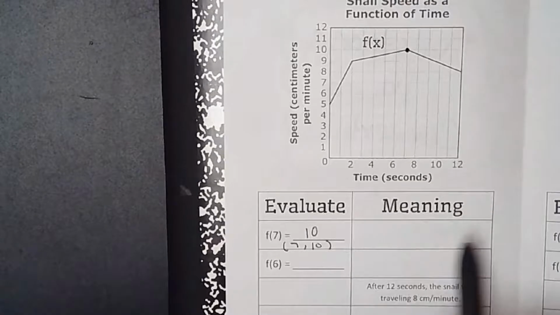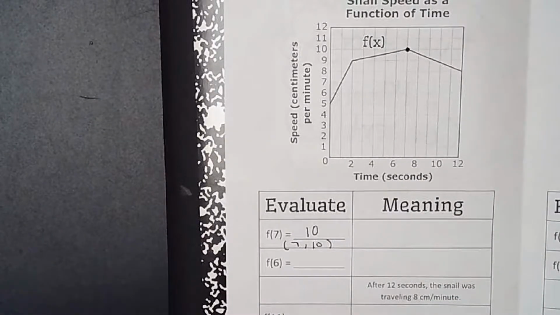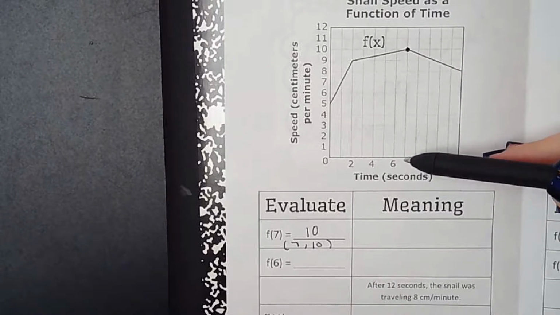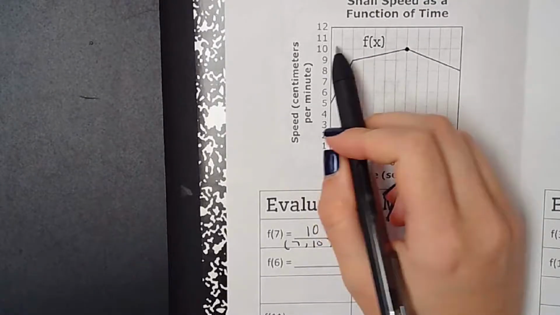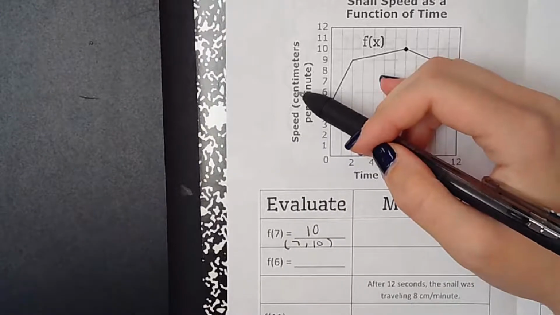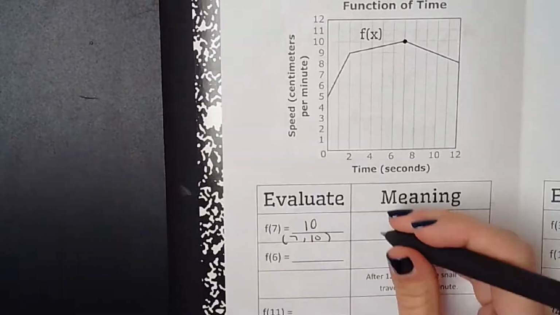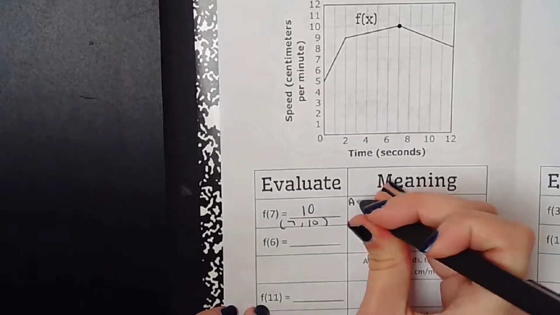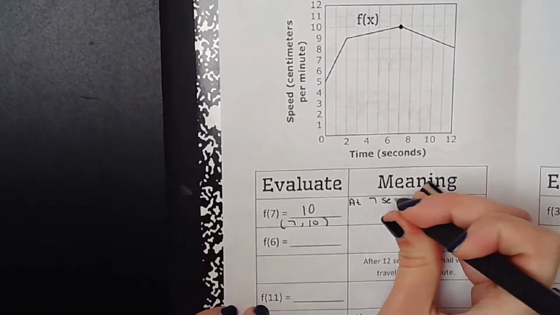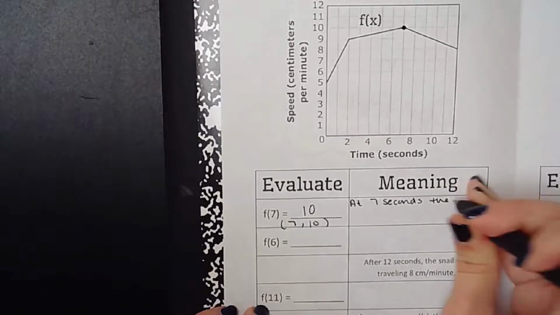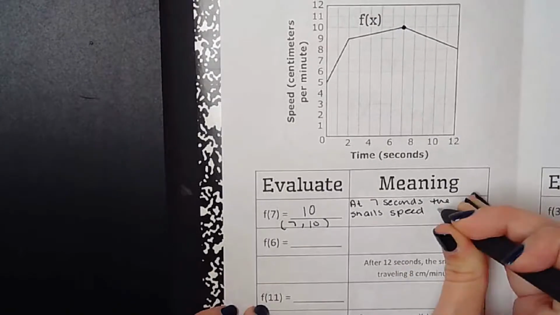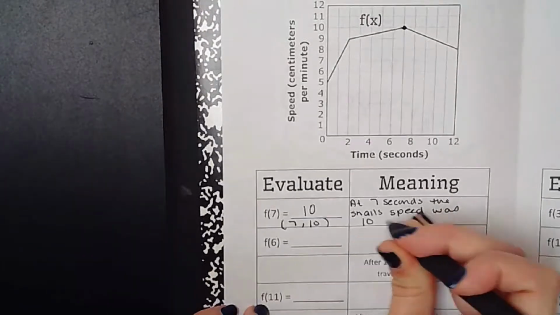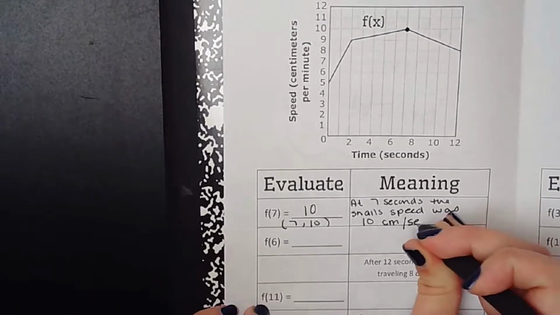But now we have a meaning to go with this graph, so we need to describe our answer with a sentence. My x value being 7 means this is 7 seconds. My y value being 10 means that the snail's speed was 10 centimeters per minute. So that's the sentence that I'm going to write. At 7 seconds, the snail's speed was 10 centimeters per minute.